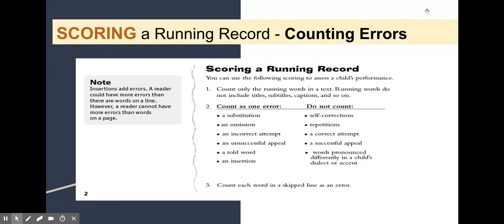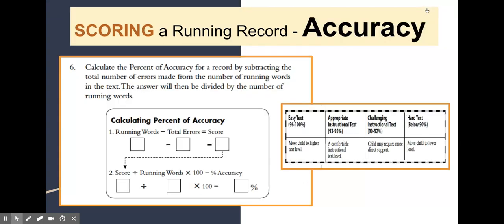You won't count as errors self-corrections, repetitions, a correct attempt, a successful appeal, like if they appeal and then they get it, that's a correct response, and words pronounced differently in a child's dialect. So step 1 is getting an accuracy percentage, the percent of words read accurately. Page 3 gives the formula for accuracy percentage. Take a look at that for a minute.